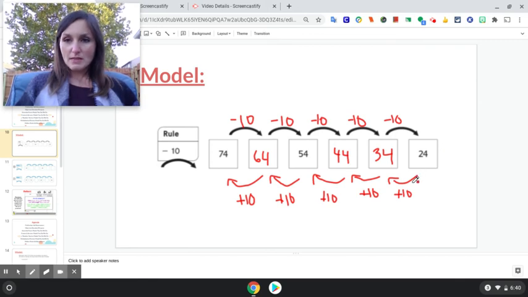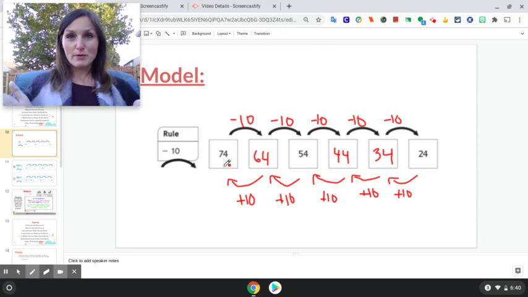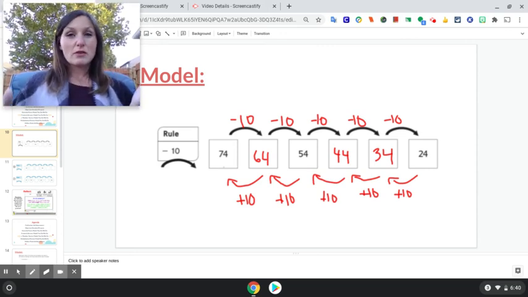Okay, 24 plus 10, right, that's 34 plus 10, 44 plus 10, 54 plus 10, 64 plus 10, 74. Okay, this worked out well. Again, if this was a little bit tricky of a problem, this would have been very helpful to me.